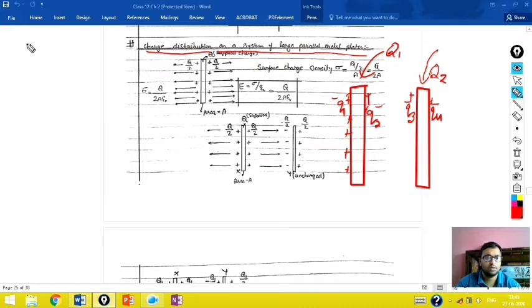Then you can say that q1 plus q2 is actually the total charge you provided, that is capital Q1. This is our equation number 1. And you can also say that q3 plus q4 is equal to the Q2 amount of charge.